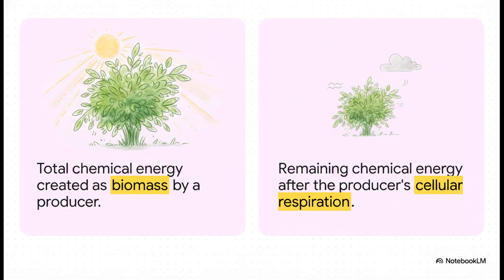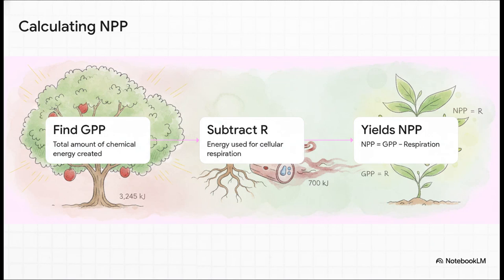Now, exam questions love to test the difference between gross primary production, or GPP, and net primary production, NPP. The easiest way to remember this, think of it like a paycheck. GPP is your gross income, the absolute total amount of chemical energy the plant creates. But hey, plants have to live and breathe too, right? So NPP is your net income. It's the amount of chemical energy that actually remains as newly laid down biomass after the producer has burned up some of that energy for its own cellular respiration. Let's treat the formula NPP equals GPP minus respiration as a super basic accounting principle.